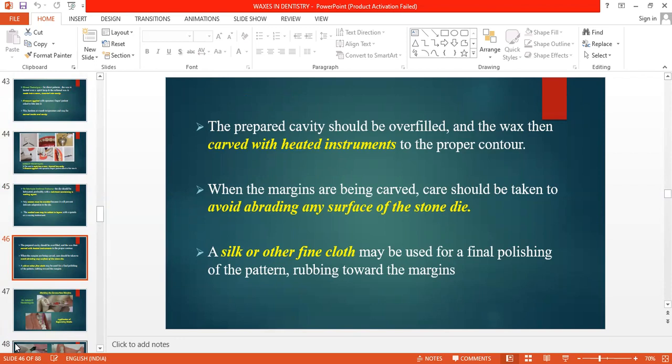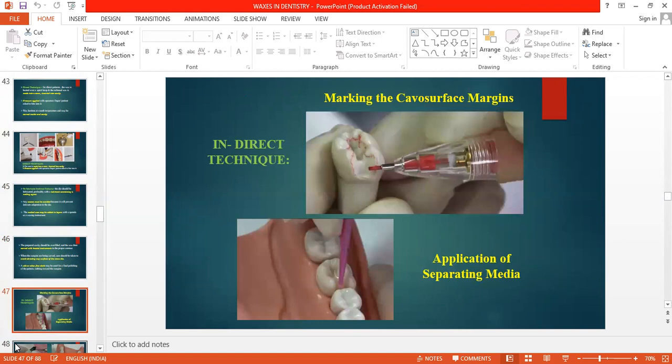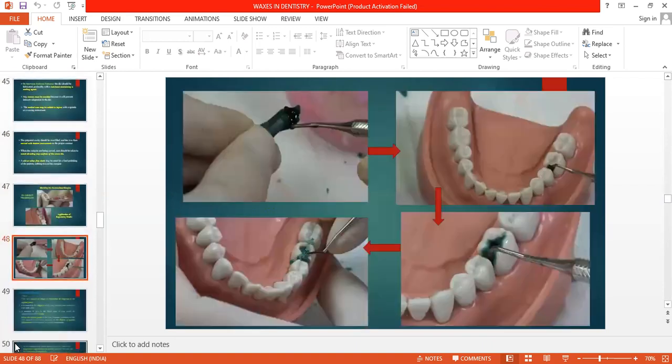A silk or other fine cloth may be used for a final polishing of the pattern, that is, rubbing towards the margins. This is how the indirect technique is used. First of all, mark the cavosurface margin, then separating media is applied. And the wax pattern is applied by layer. Then it is carved and polished with the use of a heated instrument.